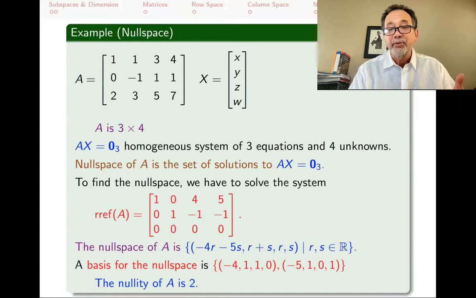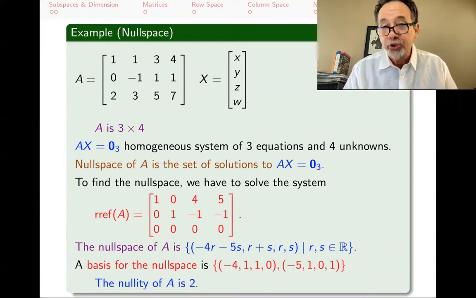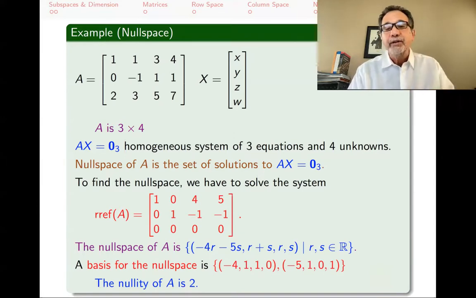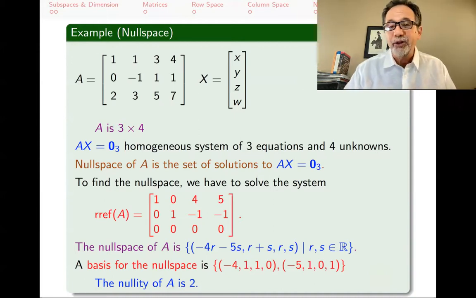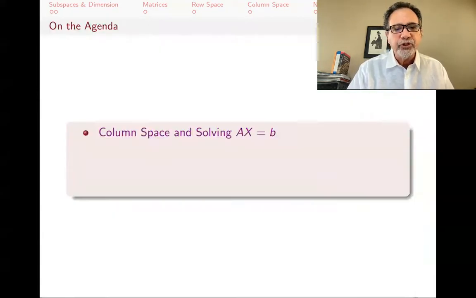Now, from this example, you might think that the row rank, column rank, and nullity are always 2. Well, that certainly won't be true. It also will certainly not be true that the nullity is always the same as the row rank and the column rank, but it will be true that the row rank and the column rank will be the same, as we will prove in later videos. So we're done with that.